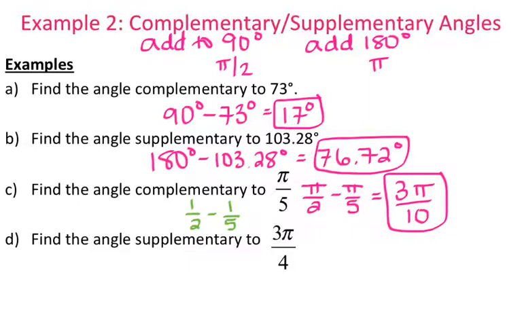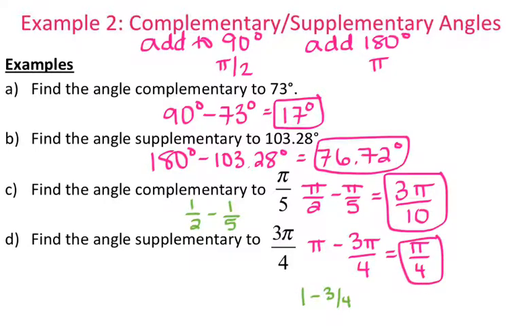The supplement to 3 pi over 4, I'm going to take 180 degrees, which is equivalent to pi, minus 3 pi over 4. Again, if you want to use a calculator, go for it. It's 1 minus 3/4, which is 1/4. So just 1 pi over 4. So again, just to reiterate, complementary angles add up to 90 degrees or pi over 2 radians, and supplementary angles add up to 180 degrees or pi radians.